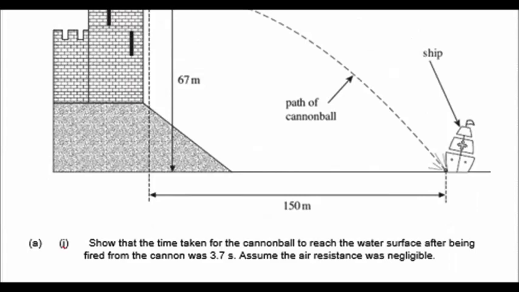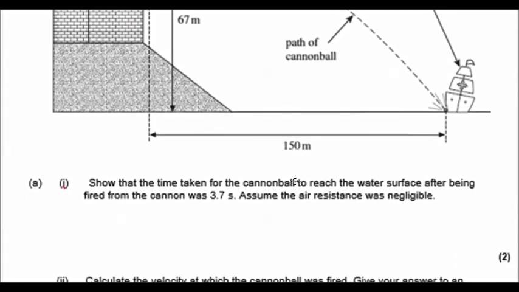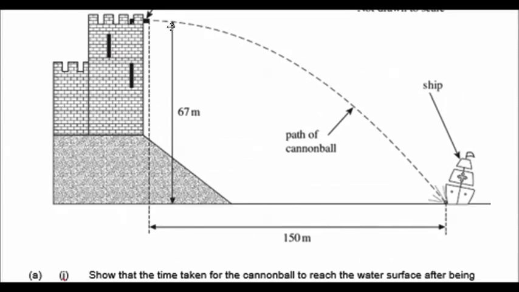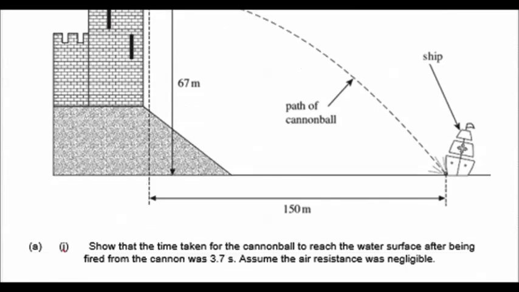Right, the first thing they ask you is, show that the time taken for the cannonball to reach the water surface is about 3.7 seconds. So all you've got to do is work out how long it takes the cannonball to fall 67 meters, because as we've said, the horizontal motion and the vertical motion are not related.